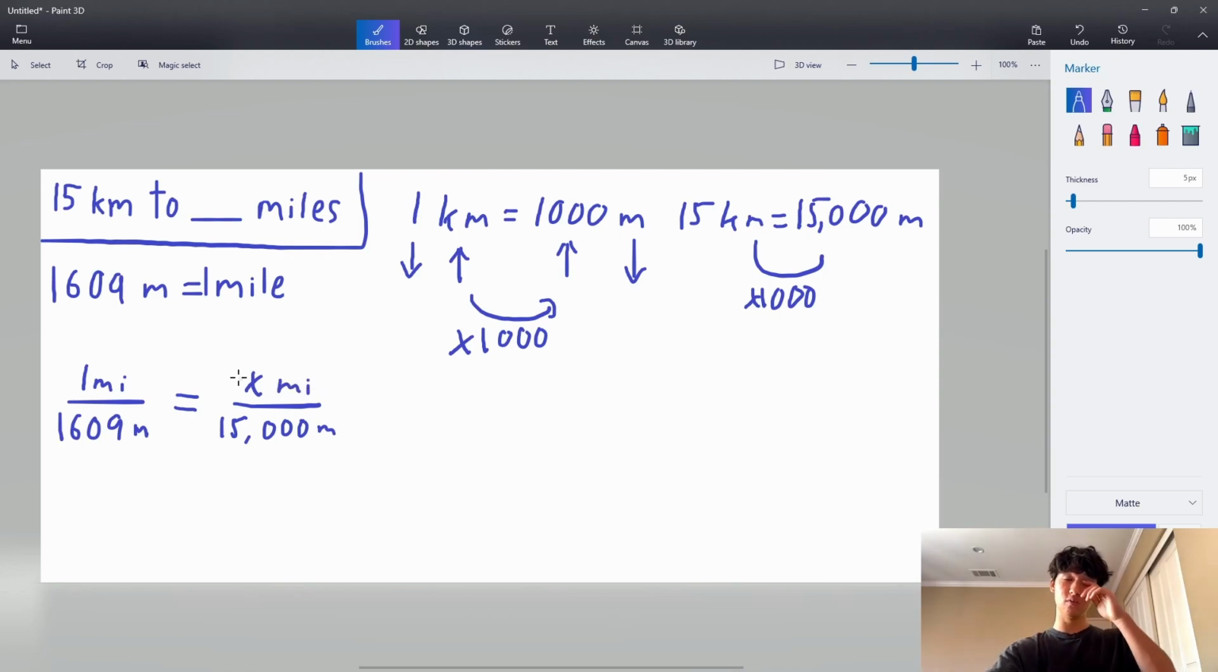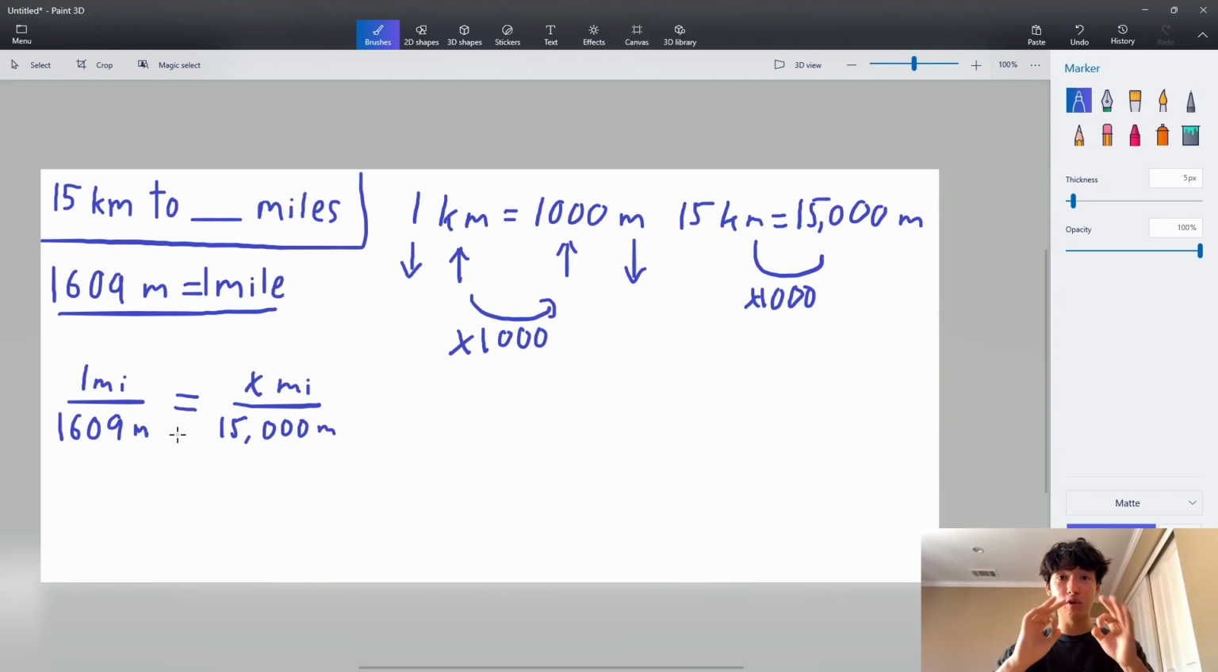What we have to do when we have this set up, it doesn't matter which order. You could have the 1,609 on the top and 1 mile, and the 15,000 on top and the X miles on the bottom. All you need to do is make sure this is one team and this 15 and this is a team right here. Once we have the teams, we separate them with the equal sign, and then make sure each term is on the same side. So miles is going against miles, meters is going against meters.